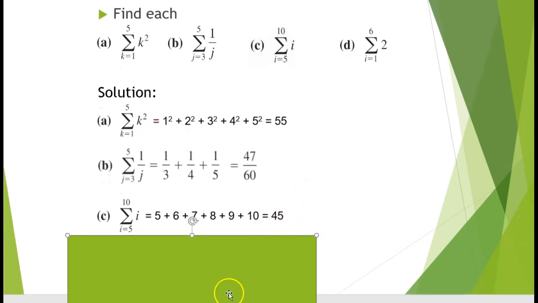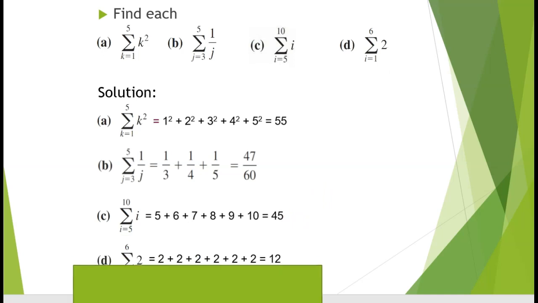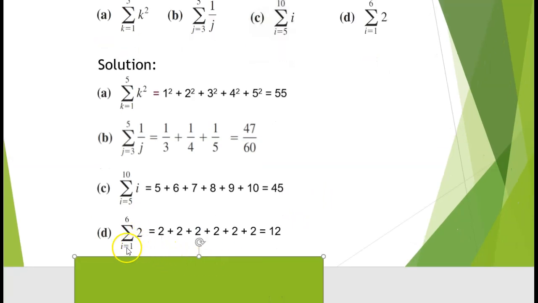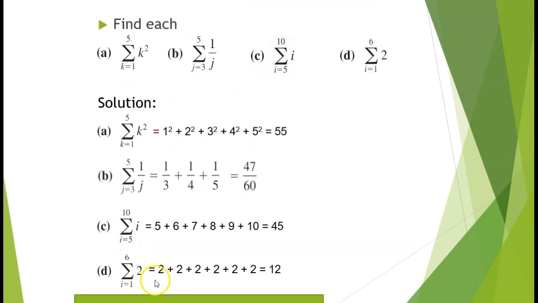And then let's look at this last example, which is the sum of 2 from i equals 1 to i equals 6. So when you look here, you're going to say, hold on, there's no i. So in this situation, you do 2 6 times. So 2 plus 2 plus 2 plus 2 plus 2 plus 2, and you get 12.